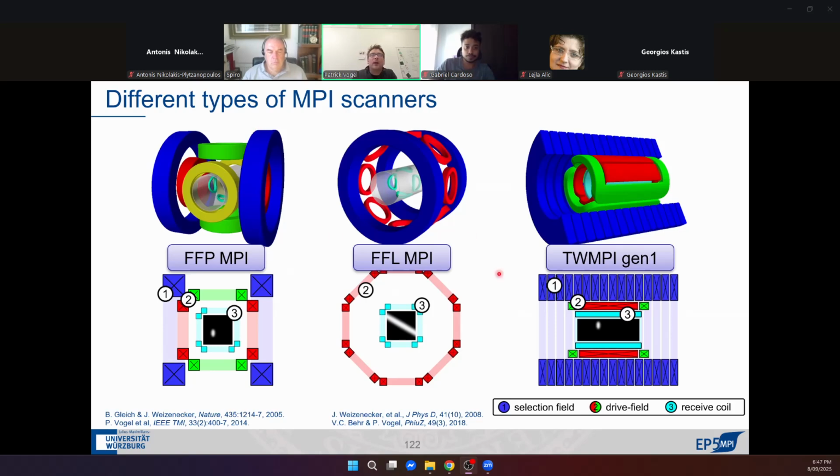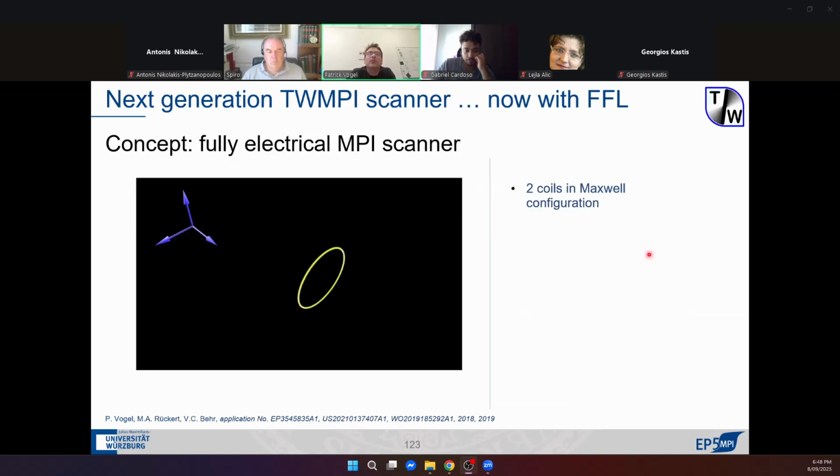Then we have a field-free line scanner. As I mentioned, a field-free line has a quite interesting advantage because it's much more sensitive. But the problem was that the complexity of the hardware was so annoying that these systems are quite hard to handle. Then with our TWMPI, we have a completely different approach. Our idea was to combine the traveling wave approach with a field-free line scanner. And I will go a little bit faster over that.